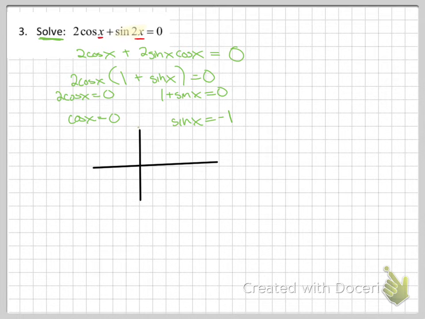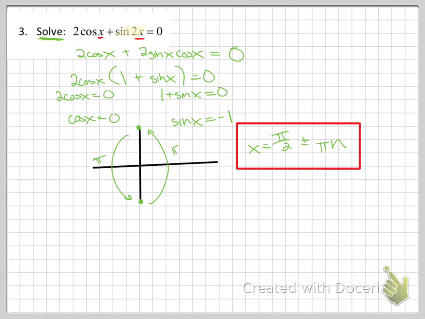Cosine is the x value, cosine of 0 is up here and down here, sine is the y value, sine of negative 1 happens to still be down there, so it's the same 2 points. They do wrap nicely because they are pi away in both directions. So x equals pi over 2 plus or minus pi n is the solution to this equation. But along the way, we used our double angle.